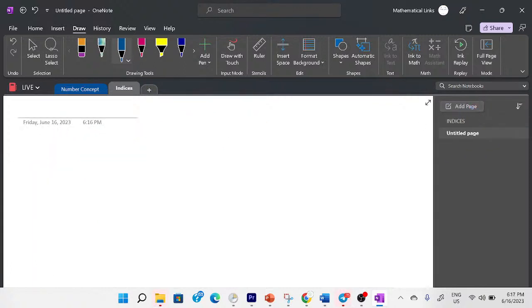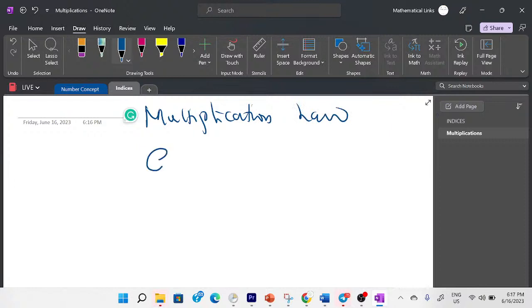When we have 2 indices, the first one will be multiplication law of indices. If you have 2 indices, take for example a to the power of m and another one a to the power of n, so we have 2 indices, and they are separated by a sign of multiplication, then we apply multiplication law of indices. In this case, we select one of the bases, that is a, then we add the powers. That is what multiplication law of indices tells you to do. When the bases are equal, you pick one of the bases, then you add the powers.